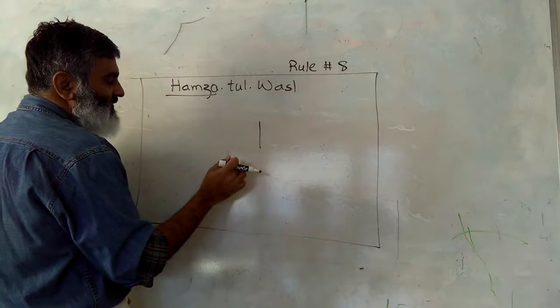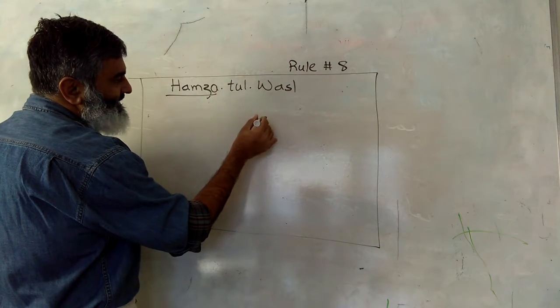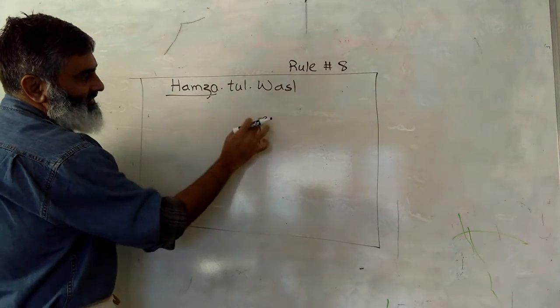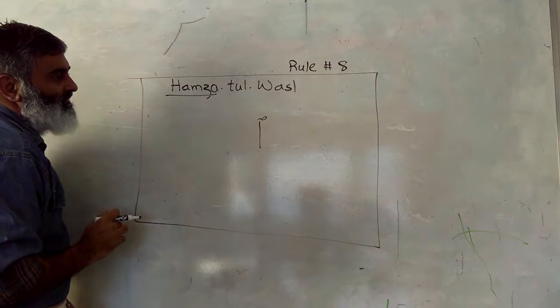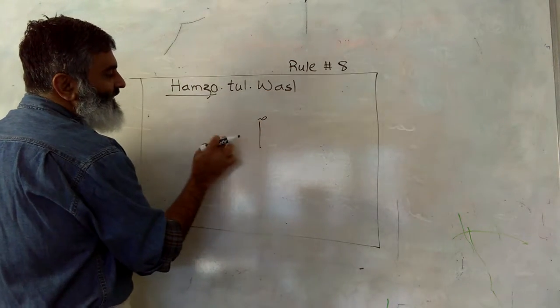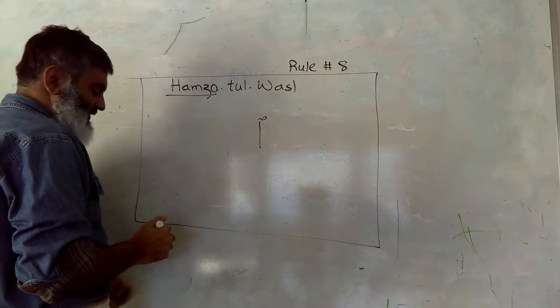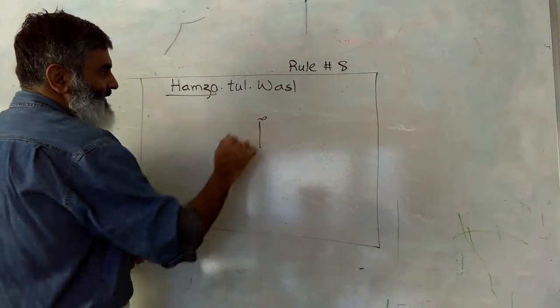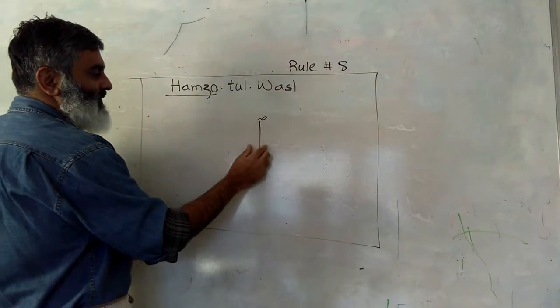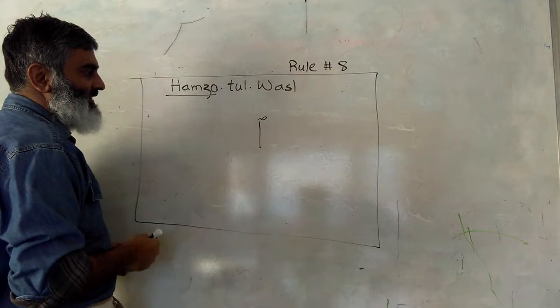The concept of Hamzatul Wasl is that if an Alif has this symbol on it, this round and squiggly symbol, then that Alif should be skipped and the letter before it and after it should be joined. So if Alif has this symbol on it, then the letter before it and after it should be joined and that Alif should be skipped.